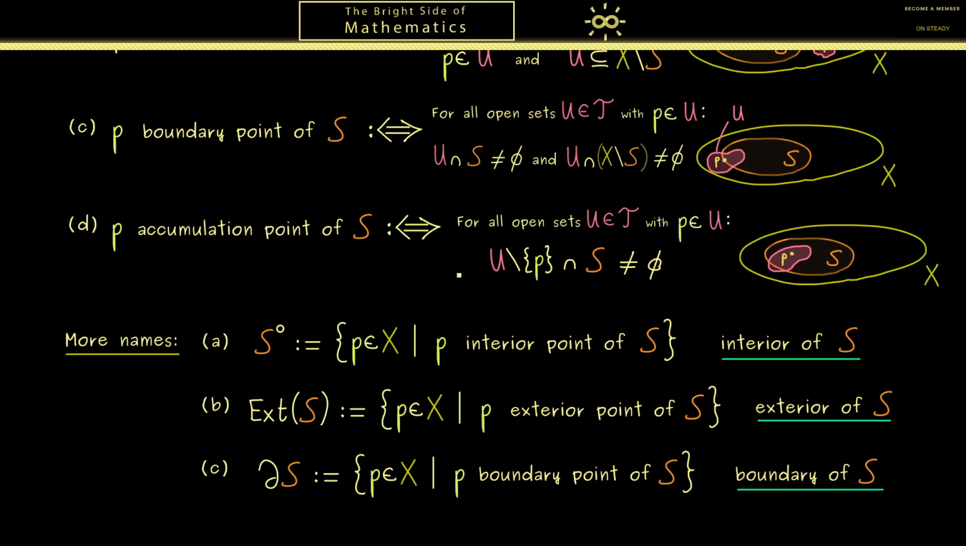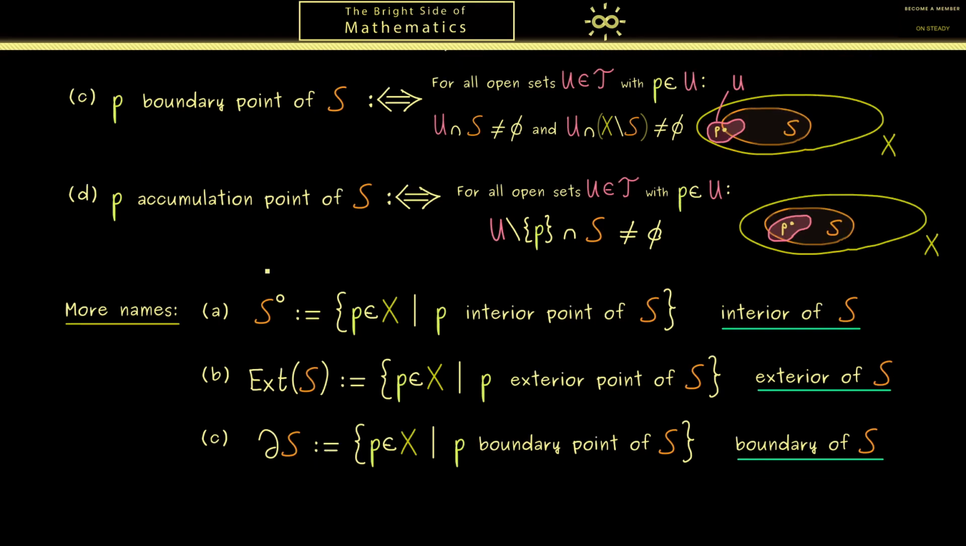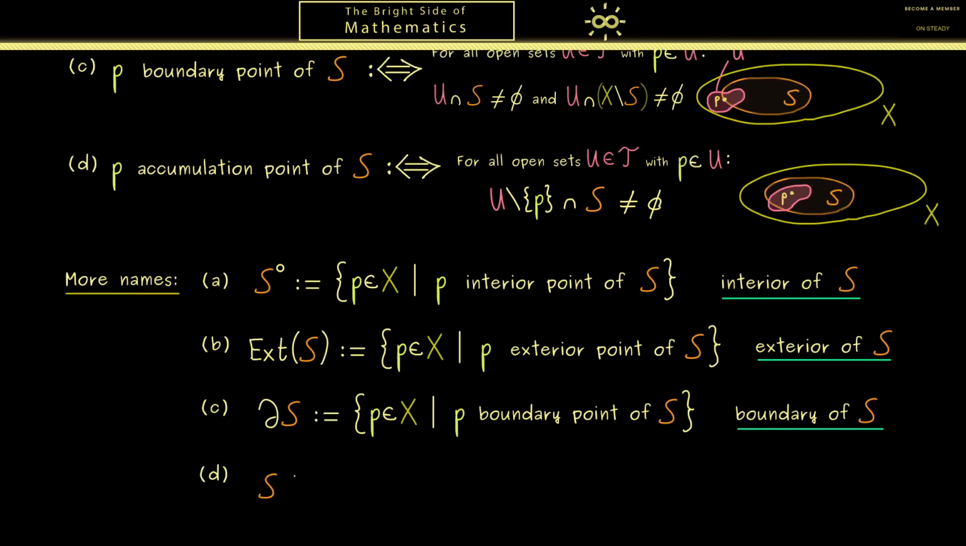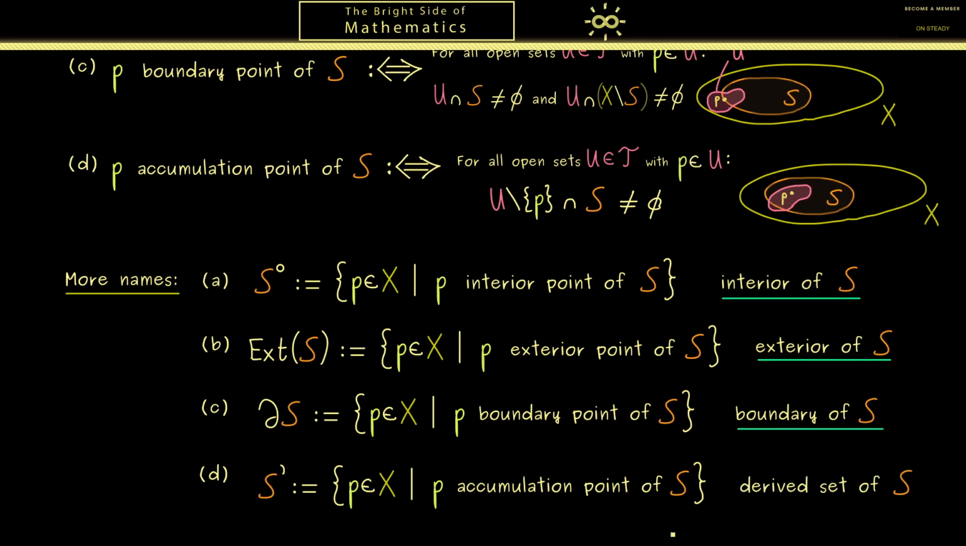Hence, only one set remains, the one about the accumulation points. And for this one, we have a rather strange notation, we call it S prime. Therefore, for a set, the prime in the upper index means that we have all the accumulation points of the set. In fact, one often calls this the derivative of the set S. Another term we will use here is that this is the derived set of S.